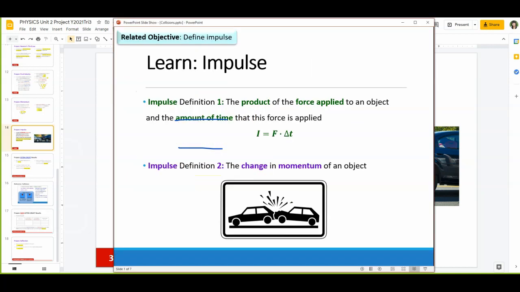So remember, we talked about how impulse has two definitions. We said its two definitions are that it is an equation, force times the change in time, or it's also the change in momentum of an object, right? Momentum being how difficult it is to stop the object, so essentially how long it takes to stop the object.